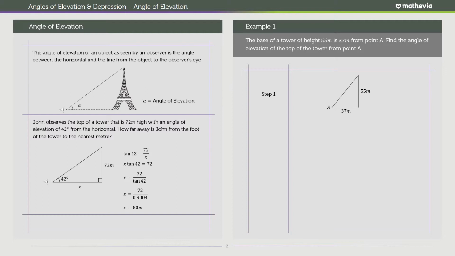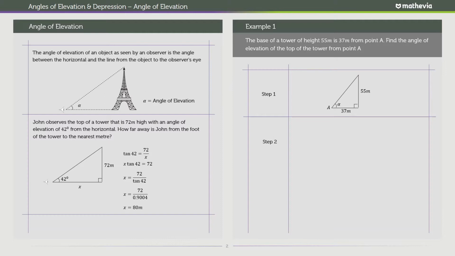All right, what we do is we have an observer at point A tilting his head upwards to look at the top of the tower. When he does that, we form an angle of elevation, alpha. In this case, we're looking to find that angle of elevation.